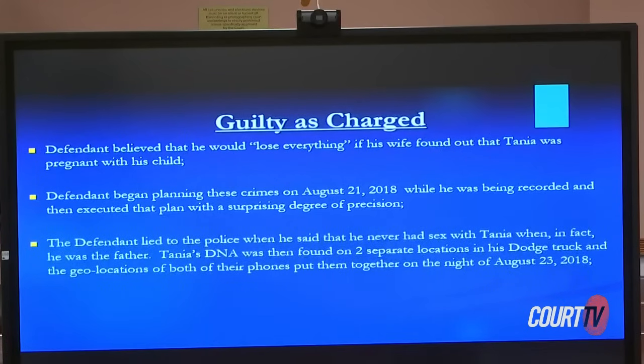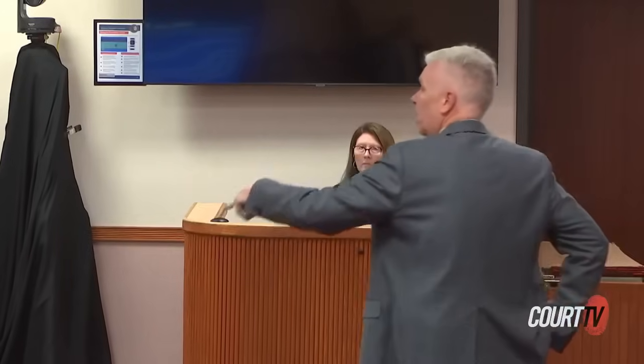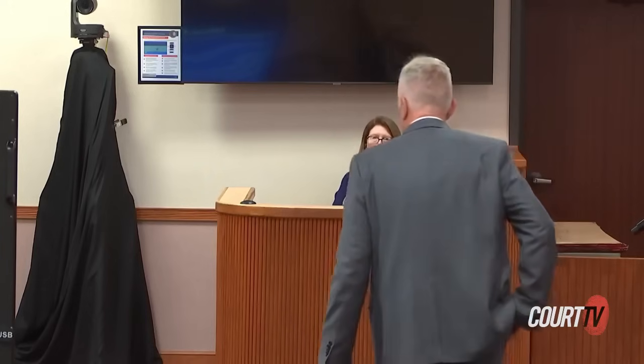And then he lies to the police regarding whether he had ever had sex with Tania, when in fact he was the father. And Tania's DNA was found in 2 separate locations of his Dodge truck, and the geolocations of both of these cell phones put them together at the appropriate place, and at the appropriate time of these homicides. The defendant then described Tania's blood on his clothes to Eric Alvarado, which was also recorded the day after the homicide. Ladies and gentlemen, there is no question that this defendant is guilty. He is guilty as charged of first-degree murder for Tania Wise. He is guilty as charged for first-degree murder of his own unborn child.